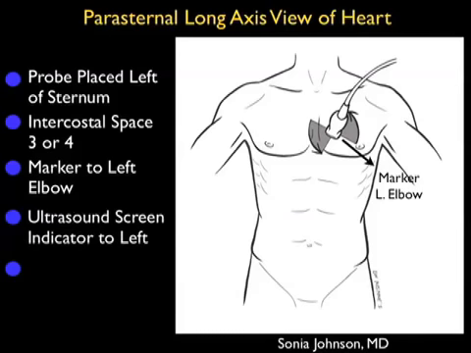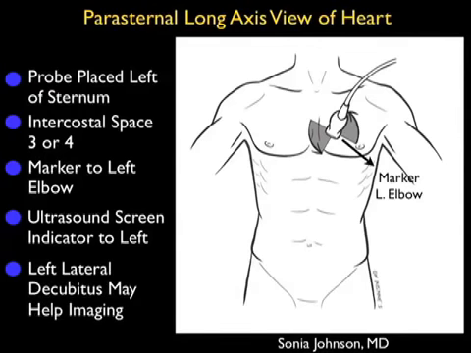That's with the caveat that the ultrasound screen indicator would be over towards the left of the screen. This will align the probe in the long axis of the heart. Occasionally, it can be somewhat difficult to get a good view of the heart from this plane, and moving the patient into the left lateral decubitus position can sometimes help imaging from the parasternal long axis plane of the heart.